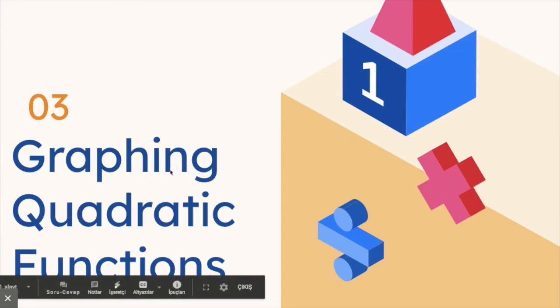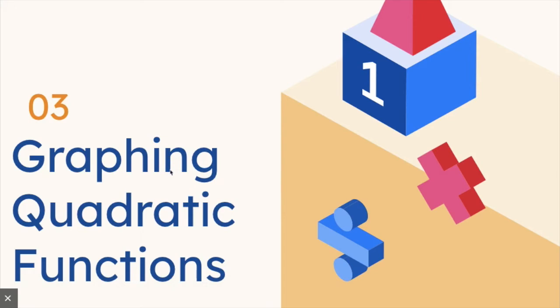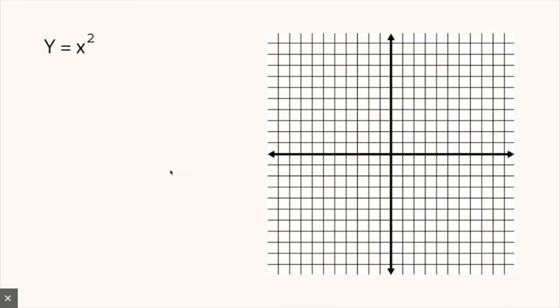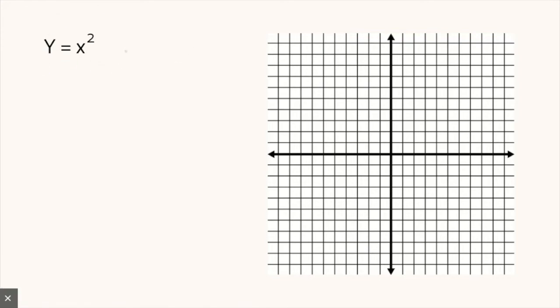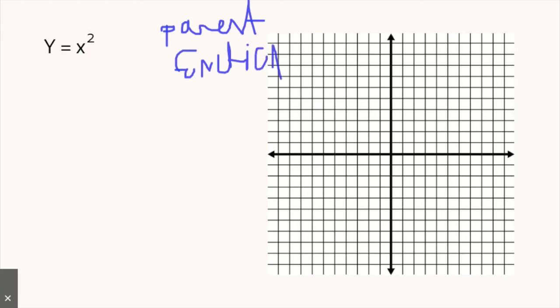Now, the graphing is going to make more sense now that we are going to graph these quadratic functions and see for ourselves where x and y is. All right, this is the simplest form it can be in. This is a quadratic function, and this is going to be known as the parent function. So y equals x squared is going to be the parent function of our quadratic equations.